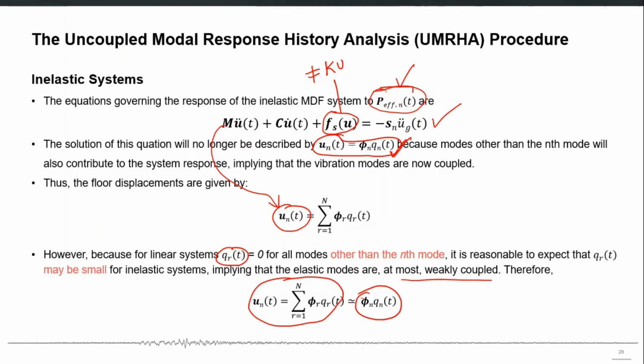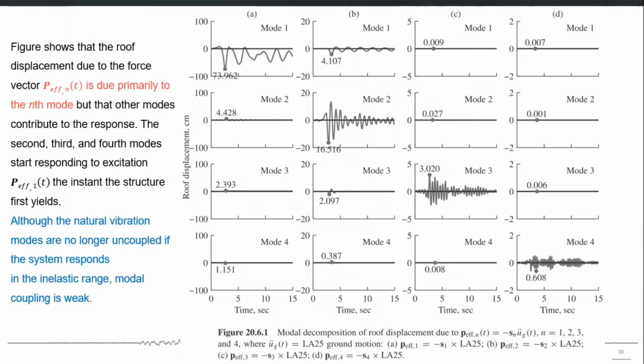This is the basic assumption of the UMRHA procedure, and this has been shown by Chopra and Goel: when you apply the effective earthquake force for any nth mode, the response of any nonlinear system is primarily in that mode only, even if it is nonlinear. So even though the modes are strictly not uncoupled, still the response is mainly in that mode and the other modes are not excited much and their response can be neglected. Here, for example, in this figure, the P effective earthquake forces for the first mode were applied.